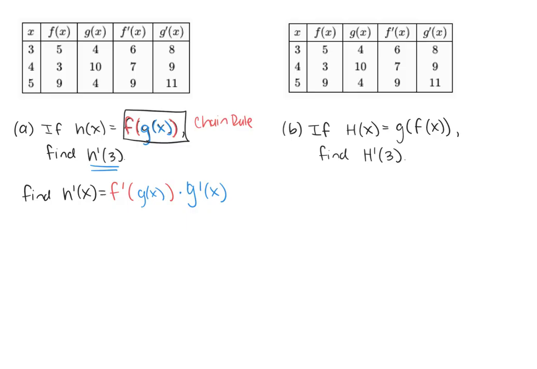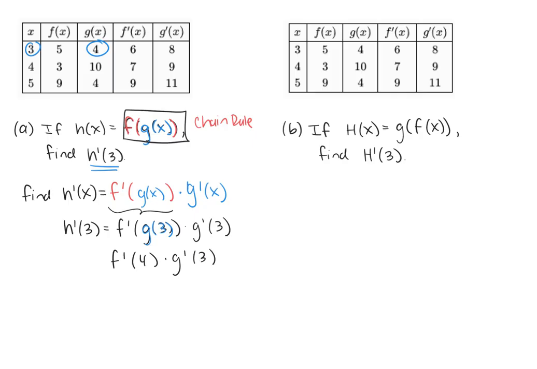So let's start with this part here. Okay, and what I'm going to do is go ahead now and substitute in 3 for all of those x's. So f prime of g of 3 times g prime of 3. And then we're going to go to the table to find all of these values and then just do the substitution. So again, I'm going to start with what is g of 3. So going to the table here, when x is 3, g of 3 is 4. So that means that I have f prime of 4 times g prime of 3.